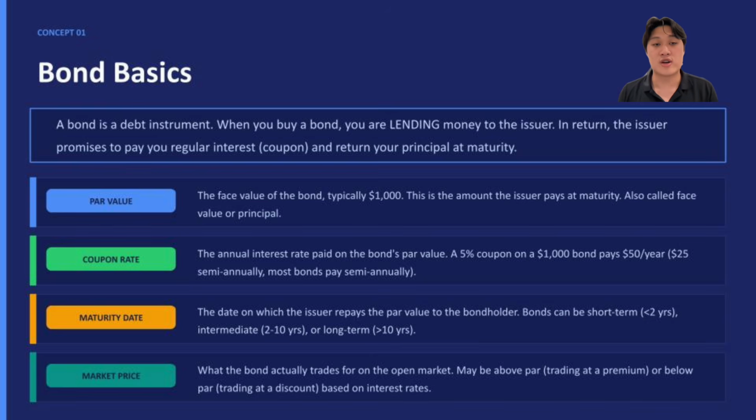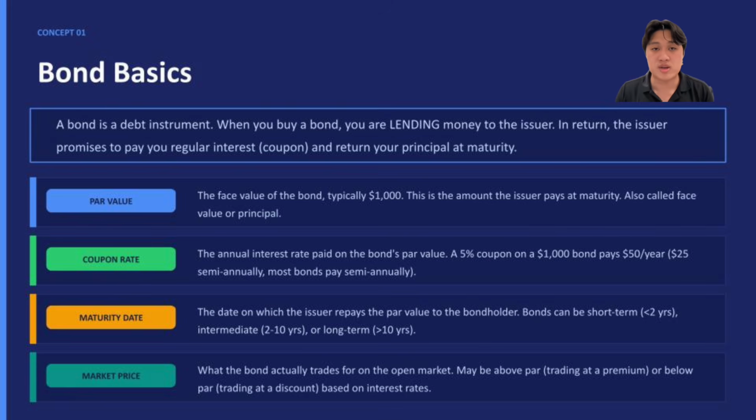All right, first, let's look at bond basics. A bond is essentially an IOU debt instrument. When you buy a bond, you are lending money to the issuer, whether that be the government or a corporation. In return, the issuer of the bond promises, hey, I'm going to pay you back at a later date, plus interest, and they will return your principal at the maturity date.